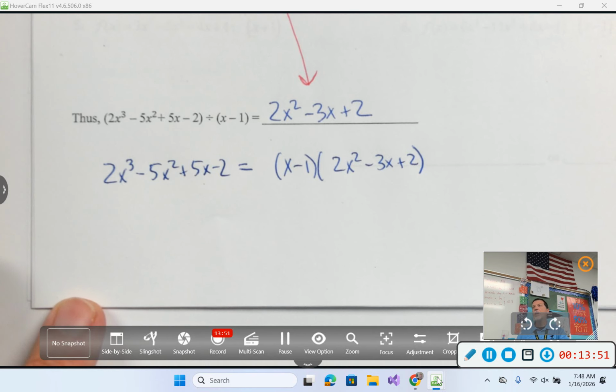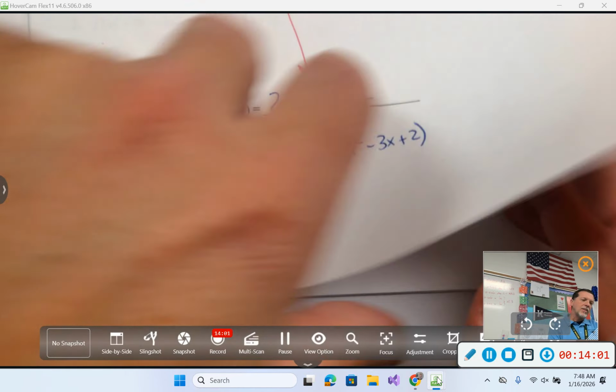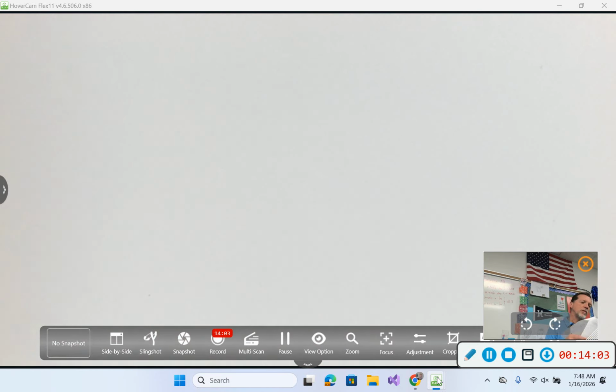And this one is nice because the remainder is 0. If the remainder is 0, you found a factor, the depressed polynomial is a factor, everything's nice, you don't have to worry about the remainder. Having said that, the remainder is not always 0.